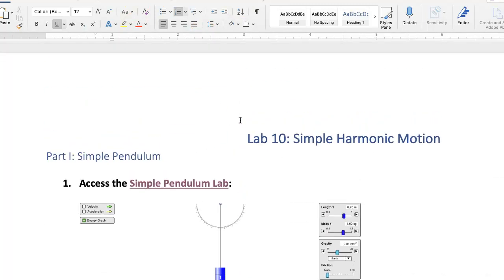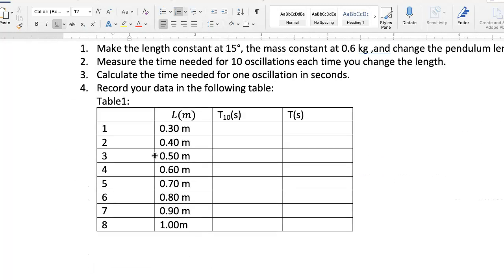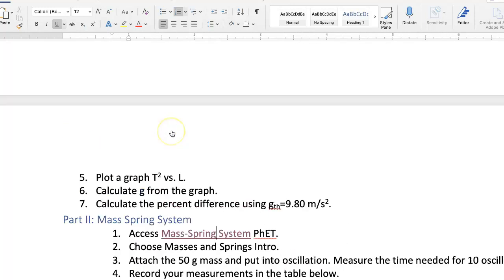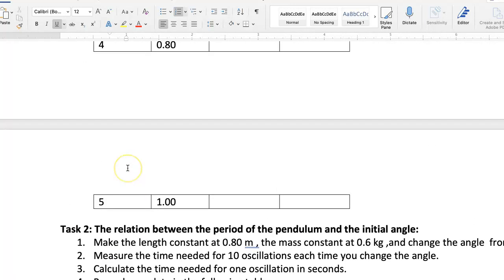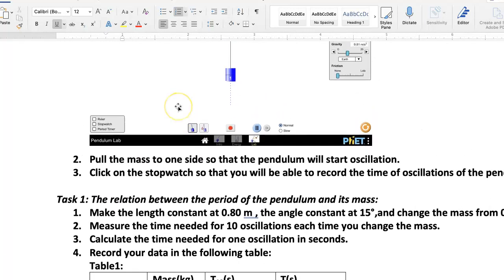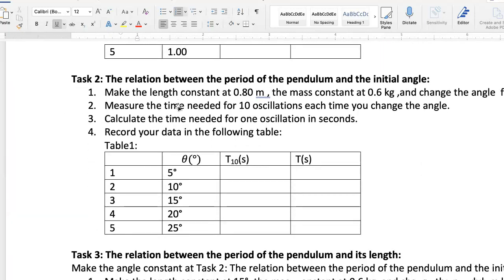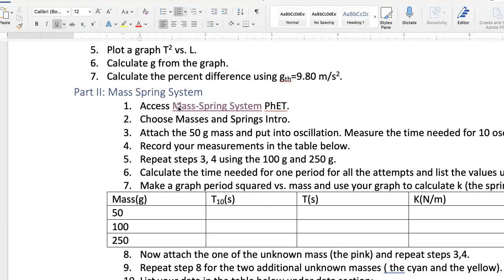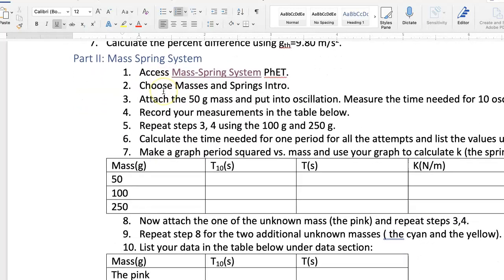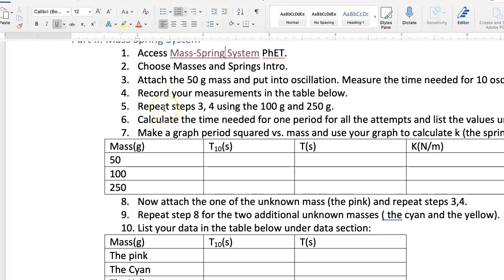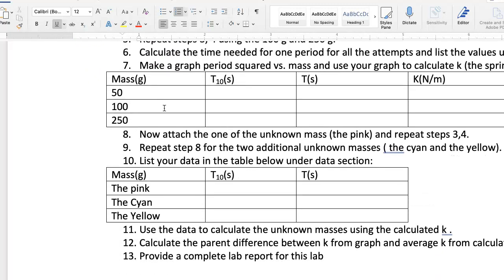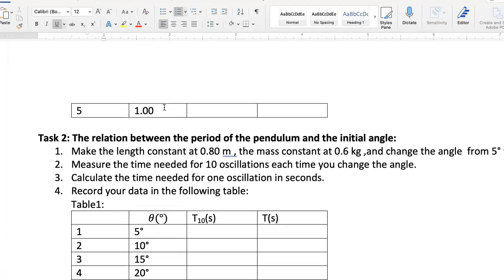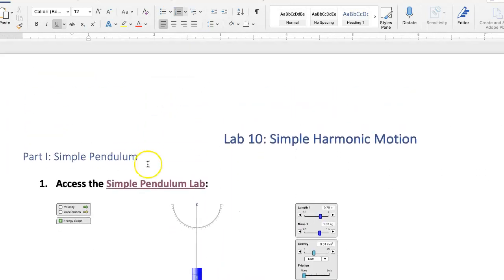Now the first thing is we are going to study, as was outlined in the lecture, two systems. One of them is called the simple pendulum, and the second one is the mass spring system. I have divided the lab into three tasks for the pendulum, and two tasks for the spring mass system. Both of them are really based on simulations.